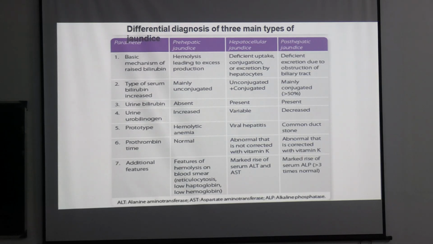And there are some additional features of hemolysis and blood smear, like reticulocytosis, low haptoglobin, low hemoglobin. Hepatocellular jaundice, marked rise of serum ALT and AST. Post-hepatic jaundice, marked rise of serum ALP.